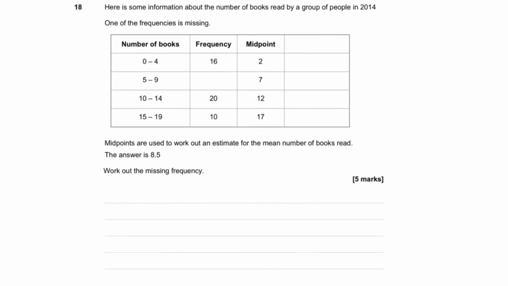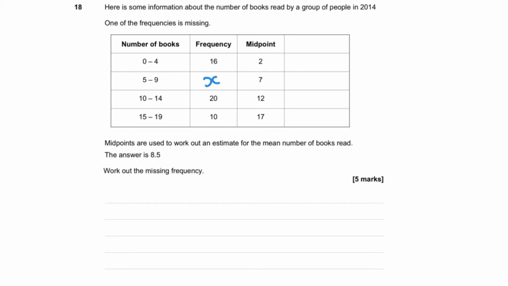So our first question says, here is some information about the number of books read by a group of people in 2014. One of the frequencies is missing. Midpoints are used to work out an estimate for the mean number of books read. The answer is 8.5. Work out the missing frequency. So I'm going to label our missing frequency as x.